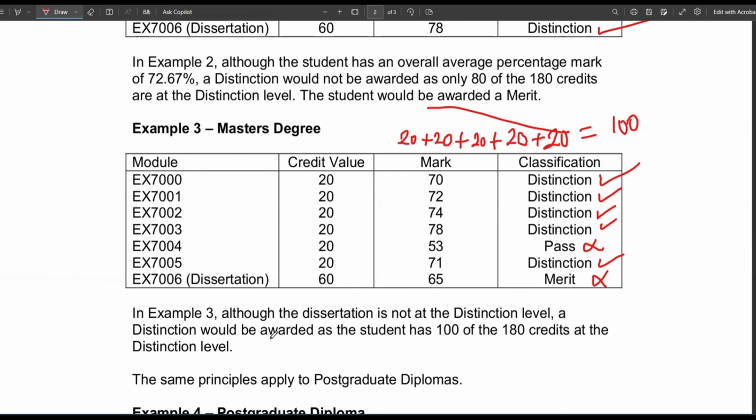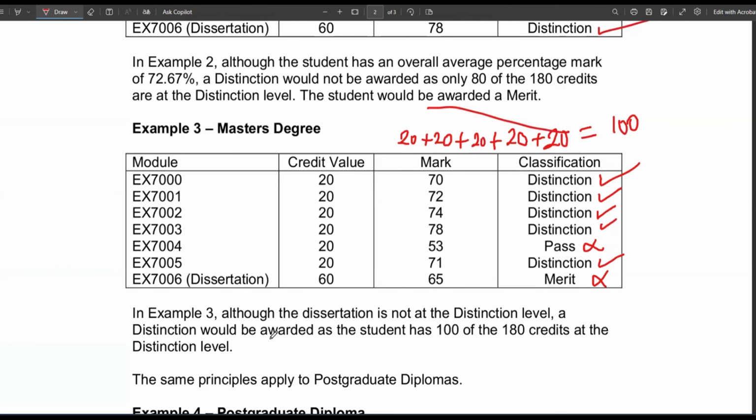So for you to qualify as a distinction student, or to be awarded as a distinction level student, you need to meet that minimum requirement of having 100 credits in distinction classification of your modules, right? And for you to be awarded merit, you need to meet the credit of 80 to be awarded a merit level of your master's degree classification.